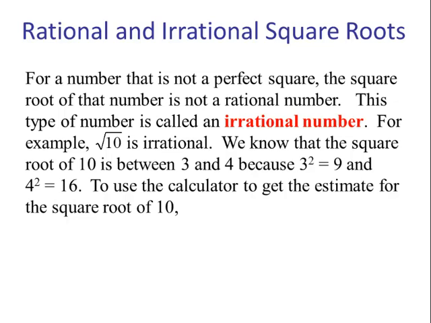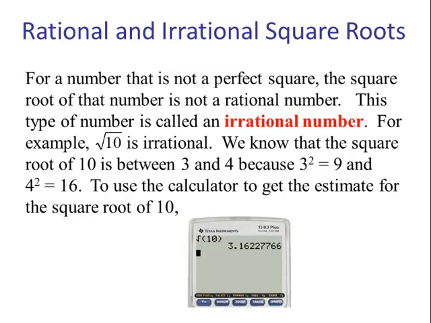To use a calculator to get the estimate for the square root of 10, we hit second and then our x squared key, and we see square root of 10 is approximately equal to 3.16227766, and technically irrational numbers in decimal form go on forever.